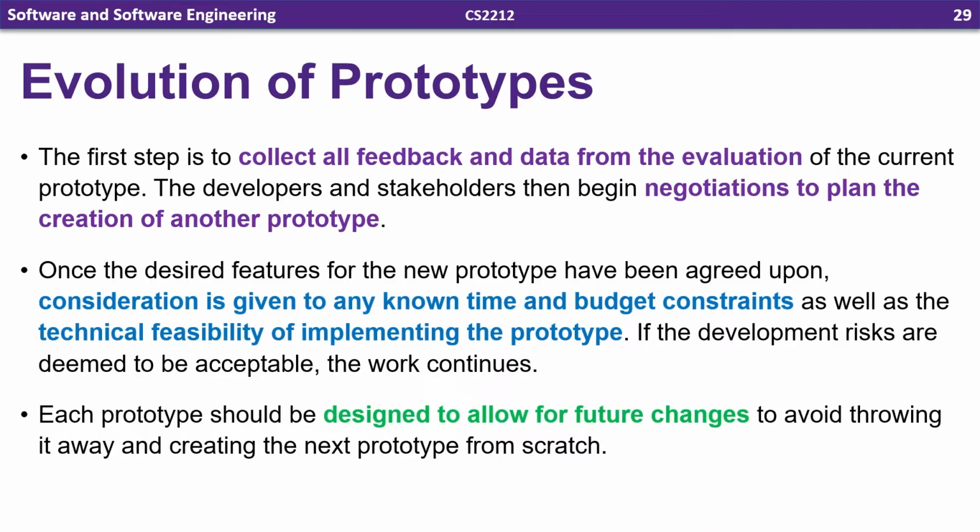And then the developers and stakeholders begin negotiations to plan the creation of another prototype. And part of these negotiations would be what features or requirements are going to be included in the new prototype. Once that's agreed upon, consideration can be given to any known time and budget constraints, as well as the feasibility of actually implementing these things in the prototype within those constraints. If those risks are deemed acceptable, the work continues.